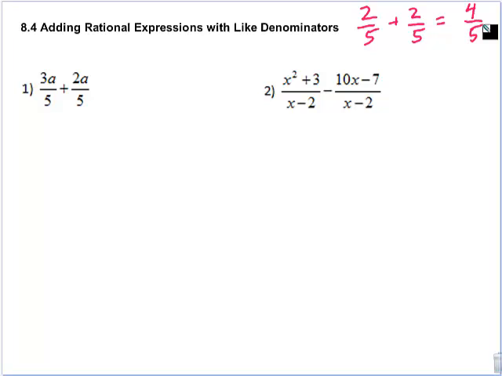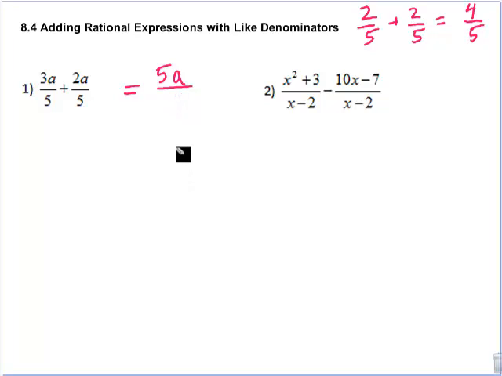the sign says. So for the first one, we have 3a over 5 plus 2a over 5. So the denominators are the same. So when we add our two numerators together, 3a plus 2a, what does that give you? 5a, not over 10, over 5. The denominator stays the same.